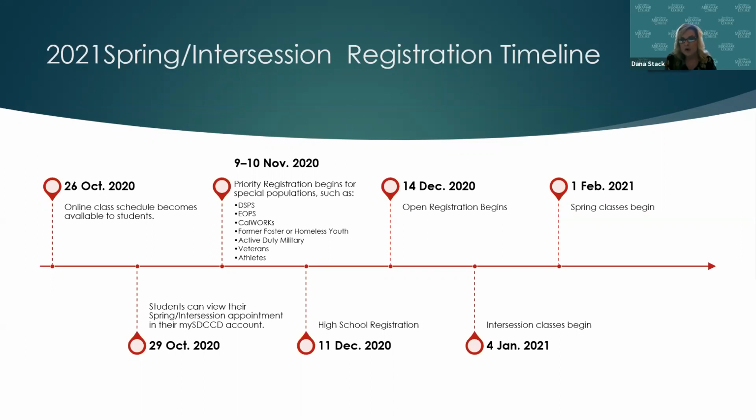Then we move to open registration. For all the people that didn't get their applications in on time by our priority registration deadline, they then register for classes beginning on December 14th. Then January 4th is when intersession classes begin. And then February 1st, we have a late start spring semester this year. February 1st is when our primary session begins.